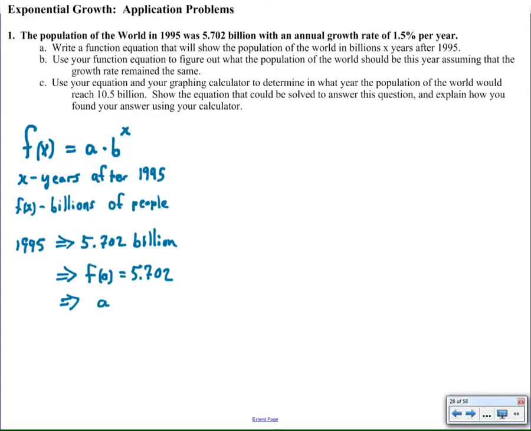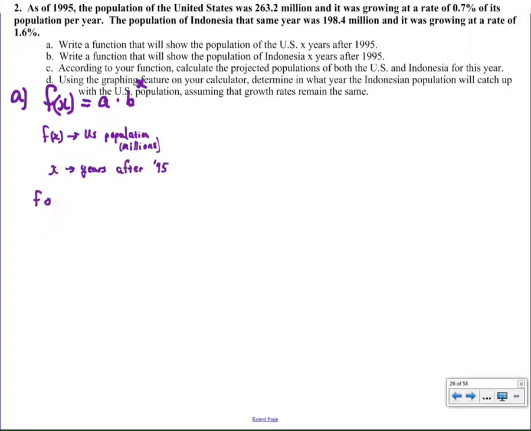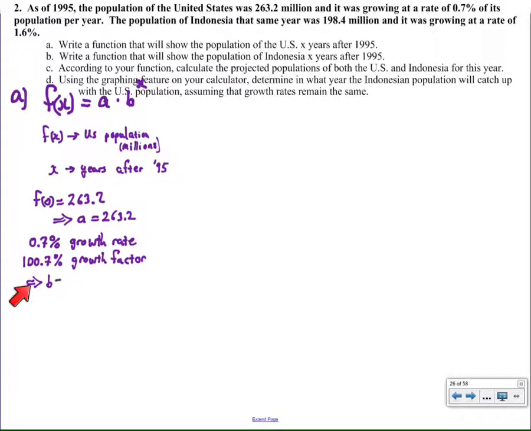Oops, looks like my presentation started over. Again, I start off with the model, define my variables, use an initial condition to determine my A value, use the growth rate to determine the growth factor, and use the growth factor to determine the B value. And don't forget 2 zeros in between, so that shows a 0.7% annual growth rate. And that gives me my equation for the U.S. population.